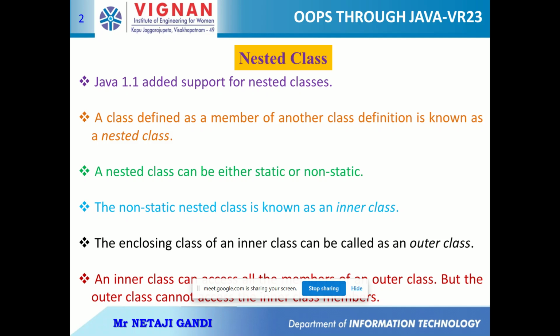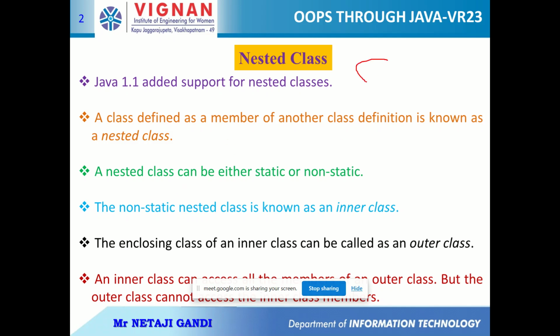Here the nested class is defined as a class within a class. One class is an outer class, one class is an inner class. The inner class is a member of the outer class. You already know how many types of variables there are. There are three types: instance variables, local variables, and static variables, which are also called class variables.